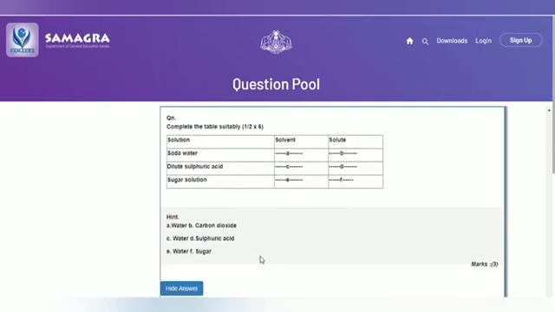Complete the table suitably. Solution, solvent and solute are given. Soda water: solvent is water, solute is carbon dioxide. Dilute sulfuric acid: solvent is water, solute is sulfuric acid. Sugar solution: solvent is water, solute is sugar.